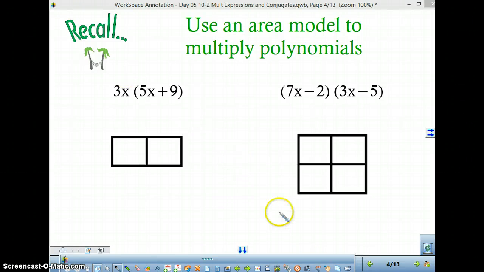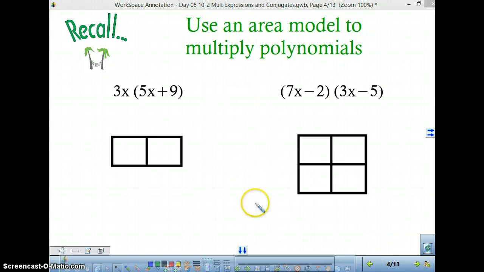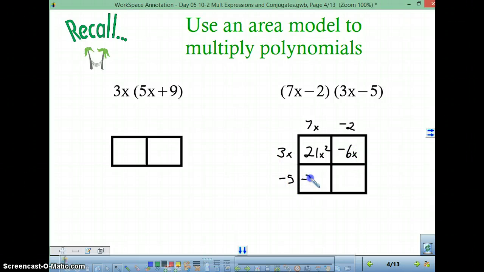Today we are learning to multiply rational expressions, and we're going to start with a little review on multiplying polynomials. Let's take this one. If you use an area model to multiply a polynomial, it looks like this. Okay? We multiply here and here, we end up with 21x squared, negative 6x, negative 35x, and 10. The next step is to combine like terms. We end up with 21x squared minus 41x plus 10.